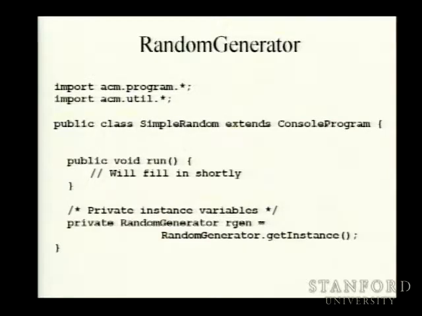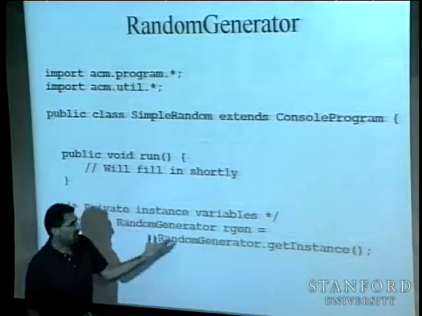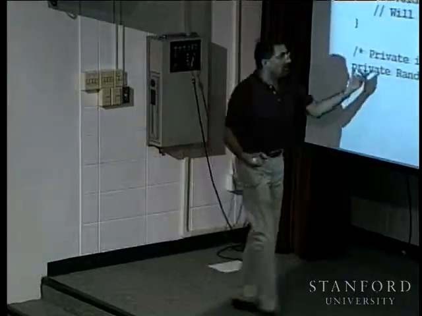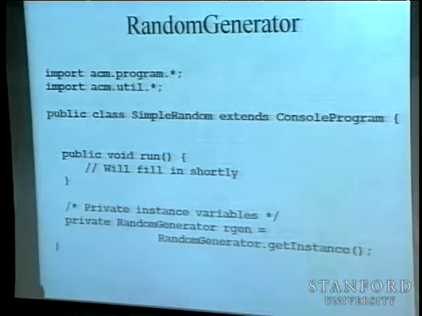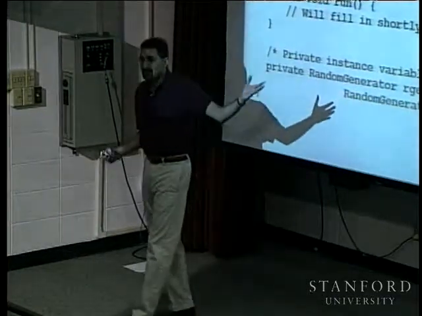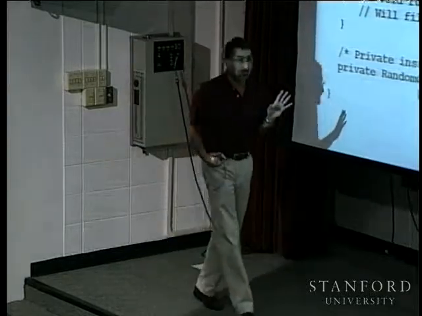Where I actually declare my instance variable is outside of the scope of any particular method, but inside my class, just like when you declared constants. So here I say private RandomGenerator rgen equals RandomGenerator.getInstance. Whenever I create a new object of this class, it will initialize this variable rgen to be an instance of RandomGenerator. That variable rgen is visible to all of the methods inside my class, and its lifetime will exist until that object goes away, until I'm actually done with the object.